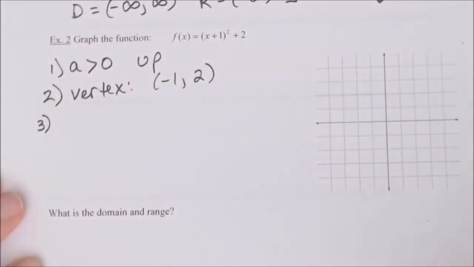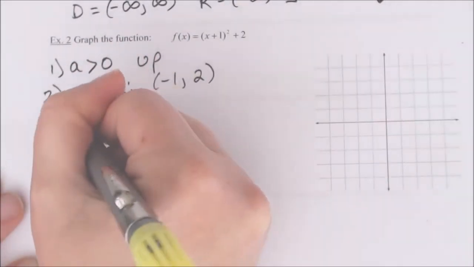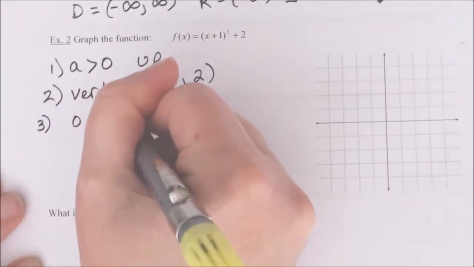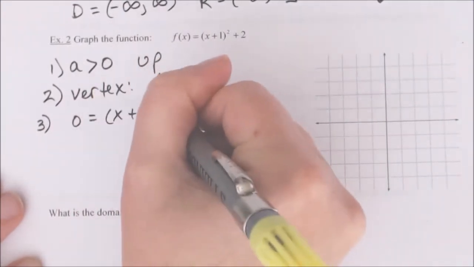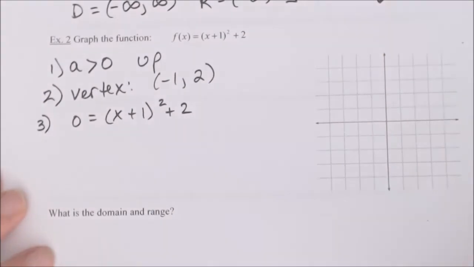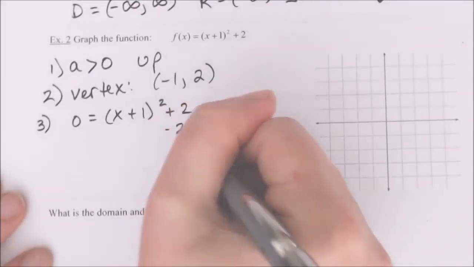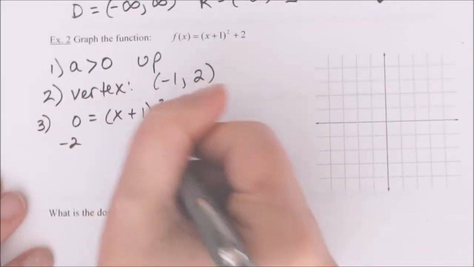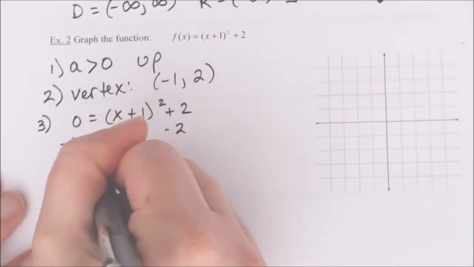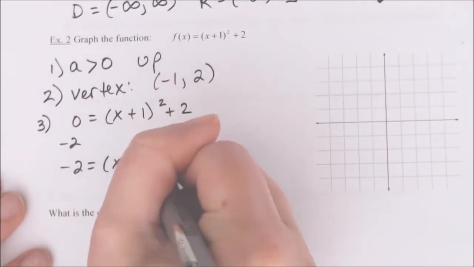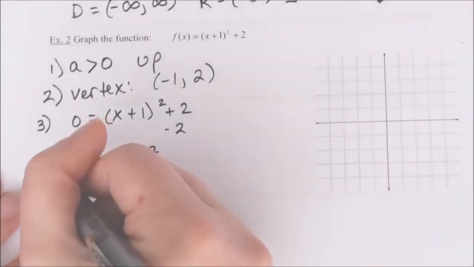Step 3 was to get the x-intercept, so I'm going to replace the f of x with a 0. And we're going to try solving this and see what happens. Let's use that square root method again. So I'm going to subtract 2 to get the thing that's being squared by itself. And then I need to take the square root of both sides.